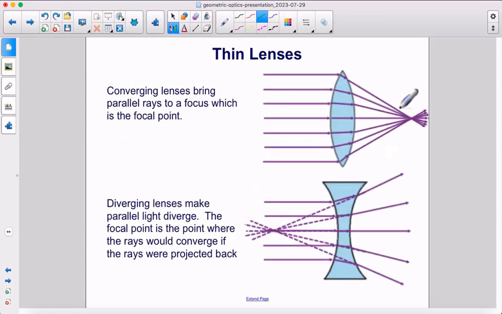Converging lenses bring parallel rays to a focus, which is the focal point. Diverging lenses make parallel light rays diverge. The focal point is the point where the rays would converge if they were projected backwards.